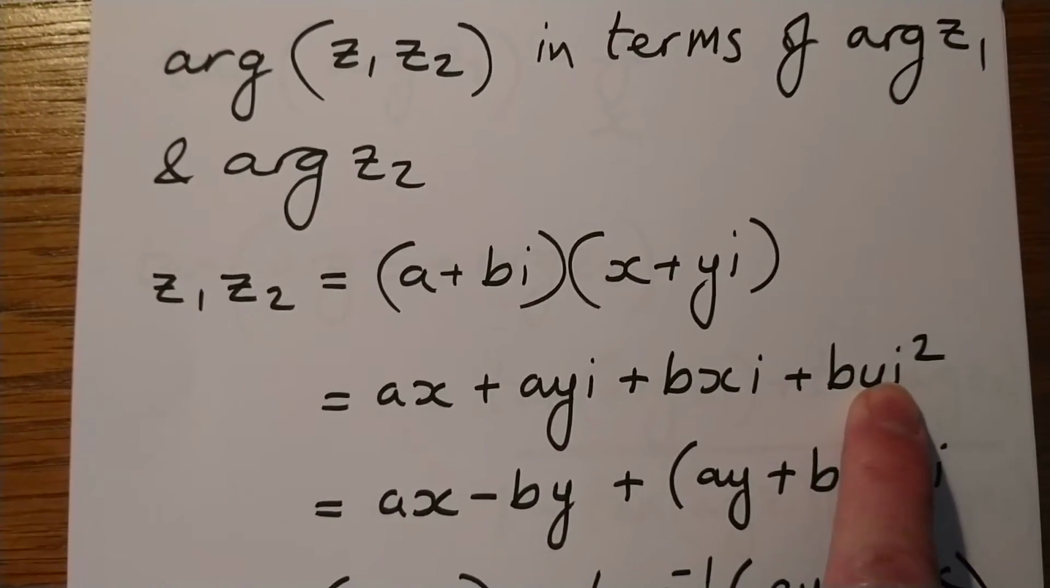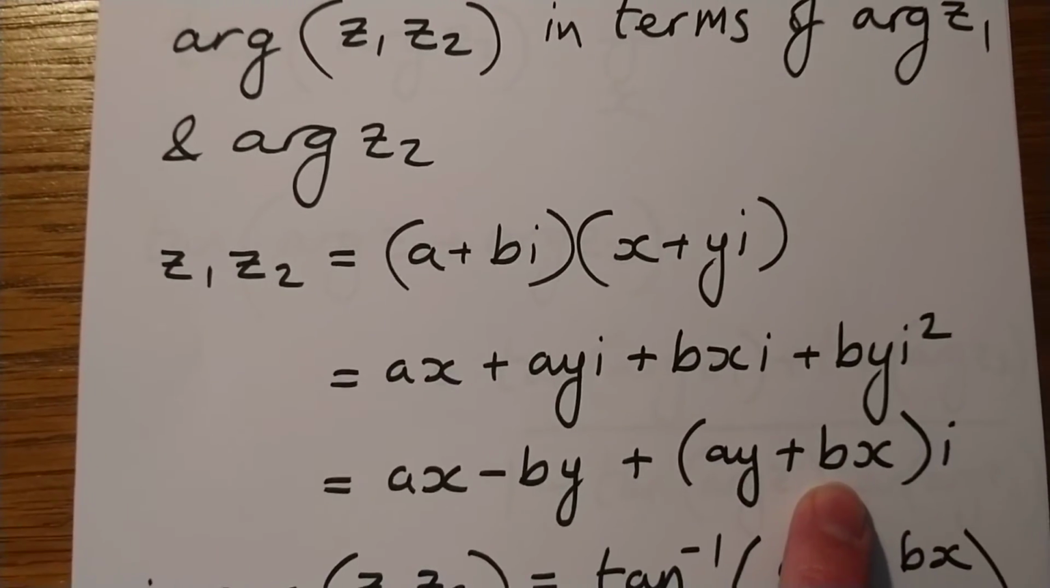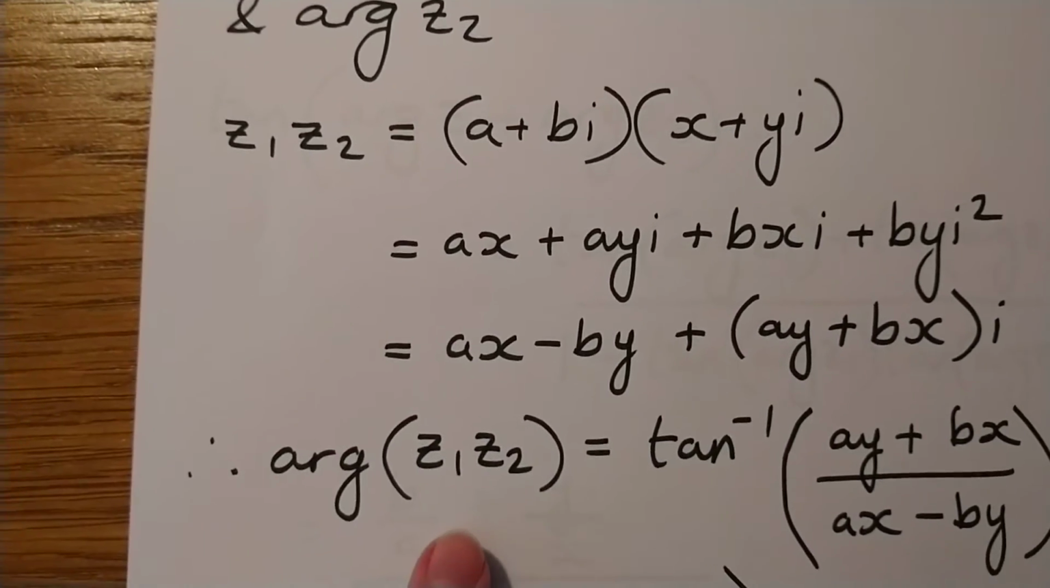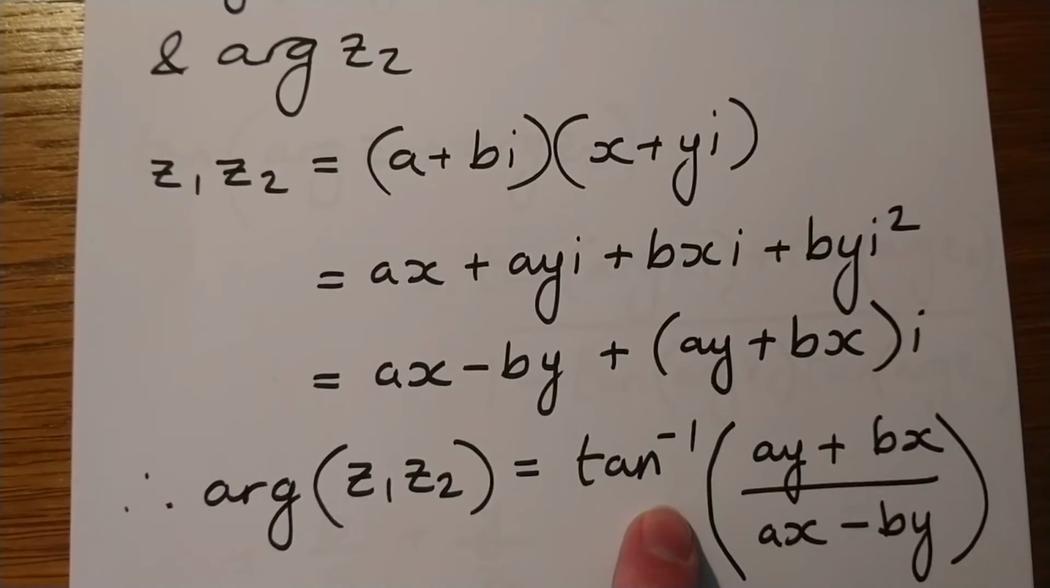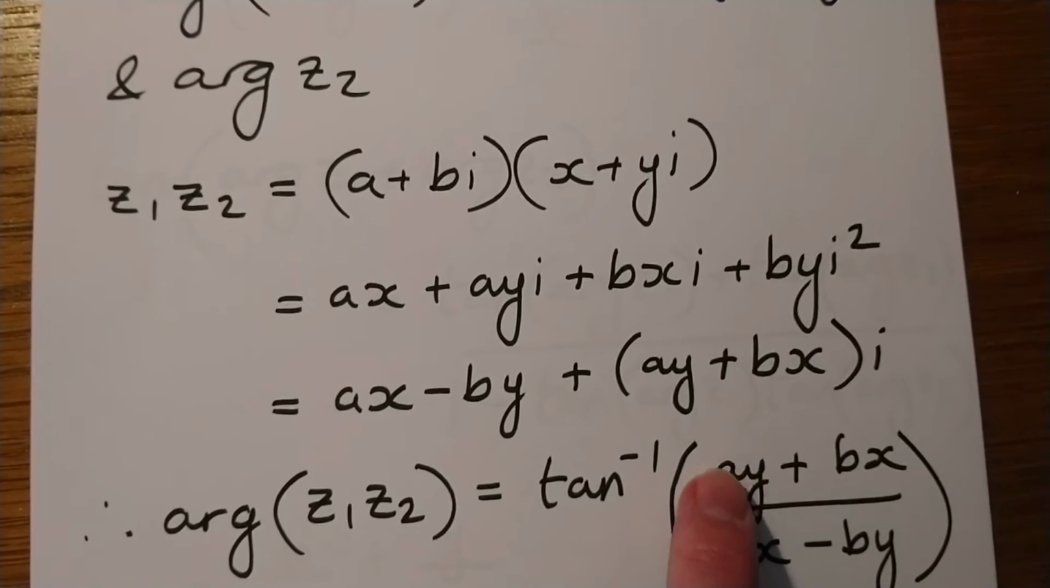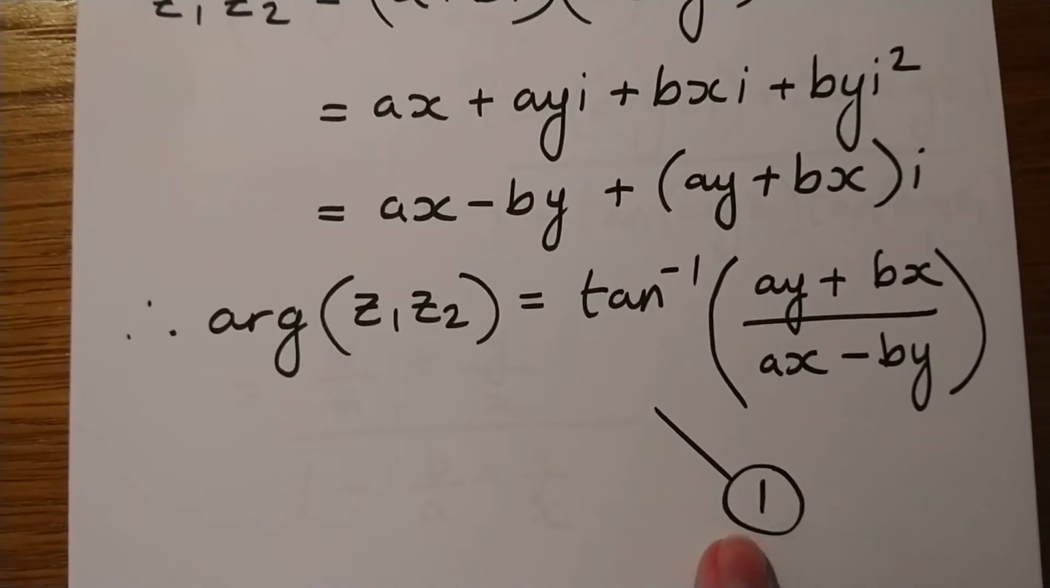that i squared is -1, and then collect real and imaginary terms, then we can write an expression for the argument of z1 z2, and that's going to be equal to the inverse tan of the imaginary part over the real part. And let's call that equation 1.